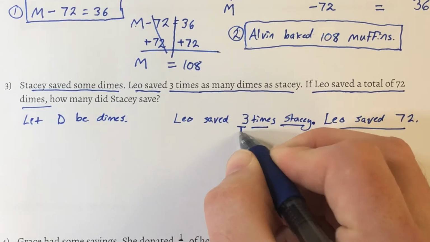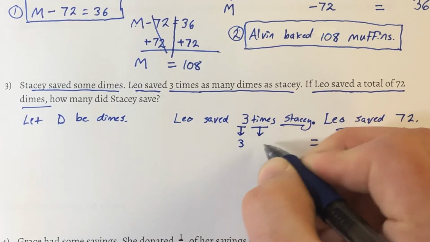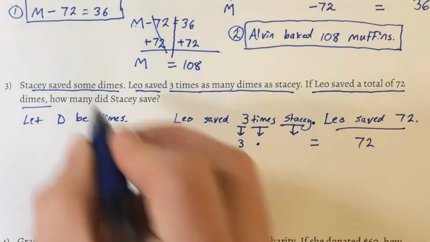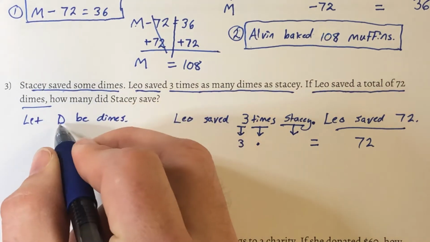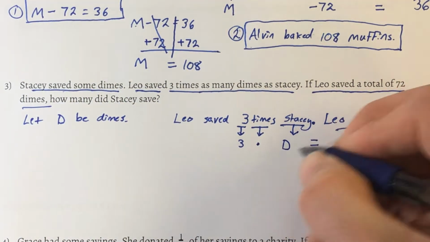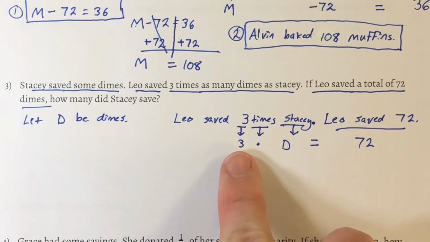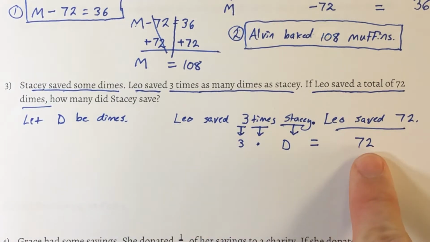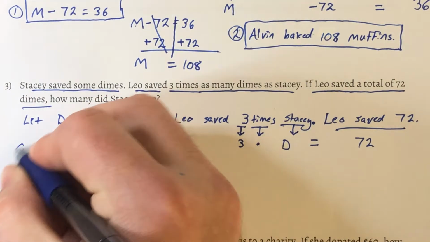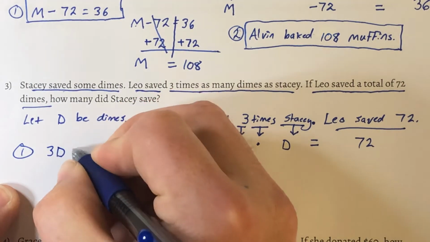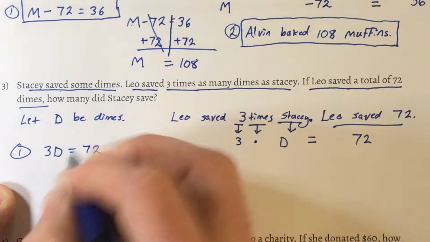So 3 is very straightforward. Times is again very straightforward. Times. Stacy, what did Stacy save? Stacy saved some dimes. We said let D, capital D, be the dimes. So Leo saved 3 times D. Leo saved 72. What is 3 times D? 3D. So first answer, our equation. Our equation is 3D equals 72.